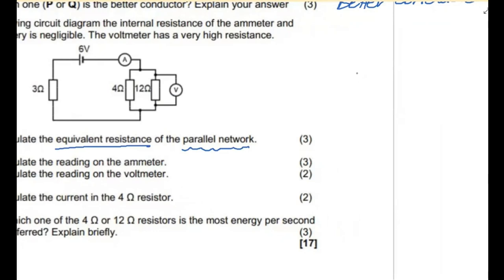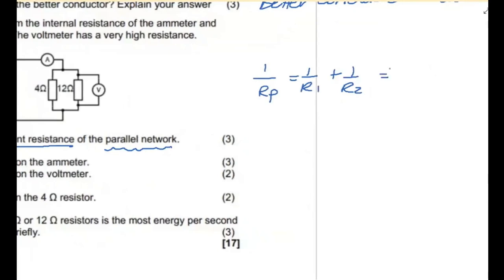Okay, let's give you a minute. Here we go. Okay, so I just quickly want to go through it. It would be 1 over RP. Remember, this is on your data sheet: 1 over R1 plus 1 over R2. So it's going to be 1 over 4 plus 1 over 12. If you put that into your calculator, it's going to come out as 1 over 3. Be careful, then that means RP is 3 over 1, which is 3 ohms.